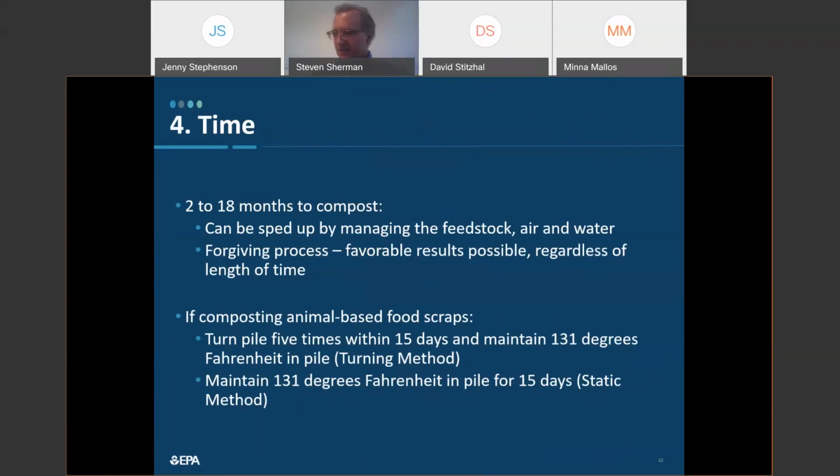You can leave it fairly passively as well and just let nature take its course with a little bit of help. The main thing is composting is a forgiving process, and favorable results are possible regardless of how much time it takes. So there's no wrong way here and there's no right way here. There's only figuring out what's going to work best in your particular situation.